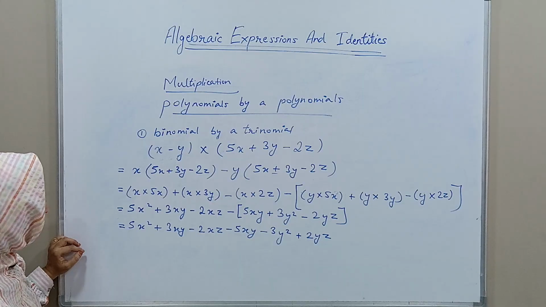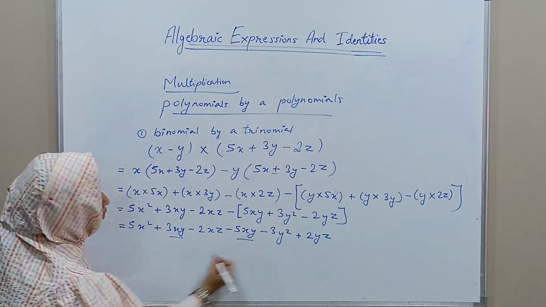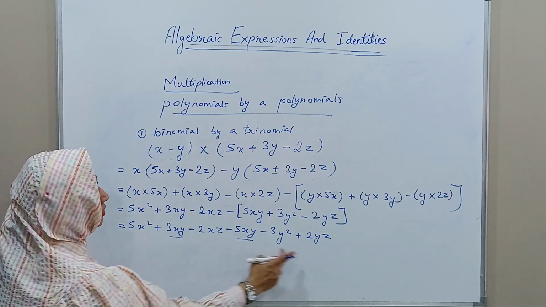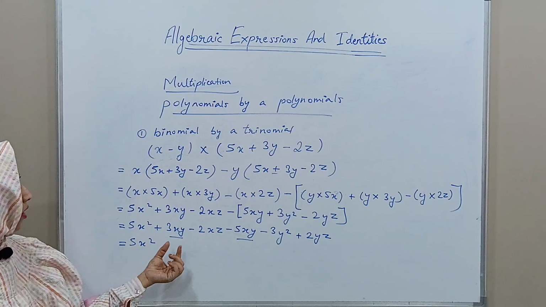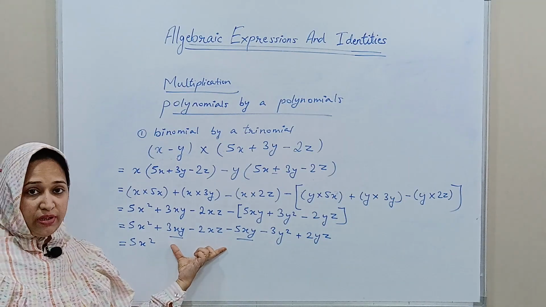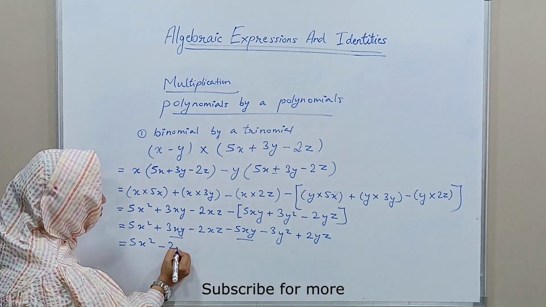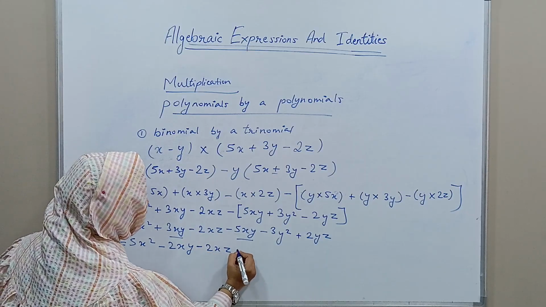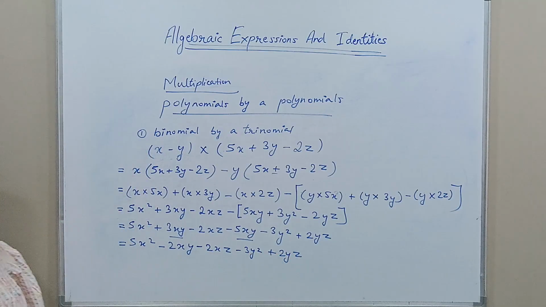Now you have to see the like terms. So let us observe. We have only one x square here, 3xy and minus 5xy. These are the like terms. Let us bring them together, or you can directly solve them. Then we have xz and yz, they are unlike terms. So 5x square, now solving, plus 3xy minus 5xy. So the signs are different. We will subtract 5 minus 3, 2, and the sign of the greater number. So minus 2xy, then minus 2xz as it is, minus 3y square as it is, and plus 2yz as it is. This is your final answer.